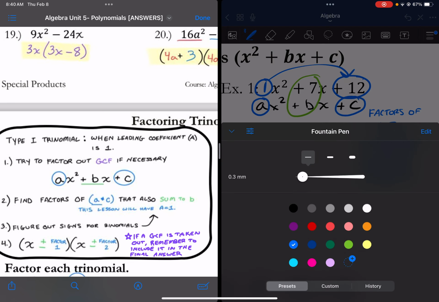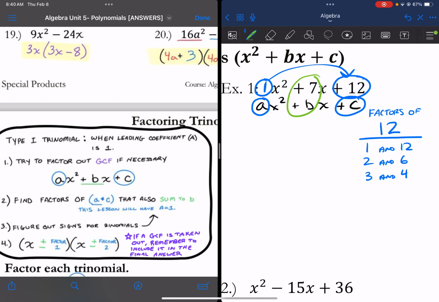Now we want to look at our sets of factors to say what sums to b. Well, 1 plus 12, whether it's a positive 1 or positive 12. Nope. Positive 1 and positive 12 gives me 13. Negative 1 and negative 12 gives me negative 13. Negative 1 and a positive 12 gives me 11. And a positive 1 and negative 12 gives me a negative 11. Okay, this is not going to work. So we do the same process between 2 and 6. We see that 3 and 4 work. This will give me a sum of 7.